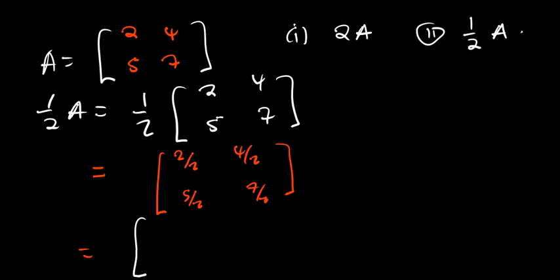But we are not allowed to put it in decimal places because we're not using a calculator. So 2 over 2 is 1. 5 over 2 will remain 5 over 2. Then 4 over 2 is 2. And 7 over 2 will remain as 7 over 2. So this becomes my answer. You can also do this when you've been given any type of matrix. It can be a 2 by 3 matrix, it can be anything actually.